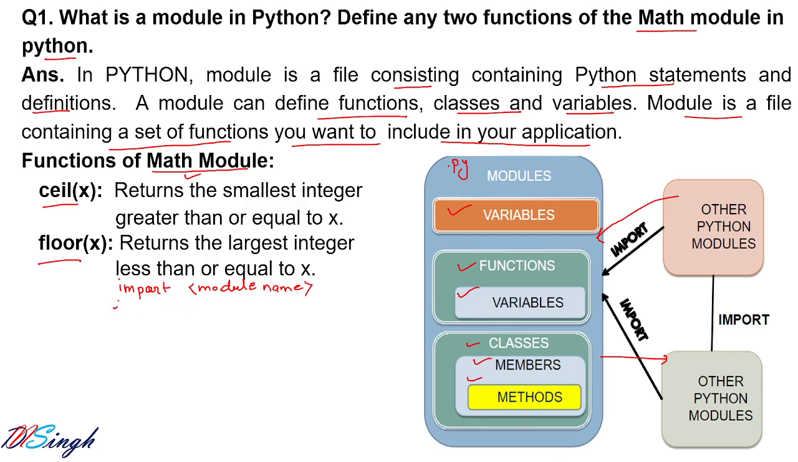Or one more syntax is there: you can write from, then the module name which you want to import, and then from module name import, and then the functions of that module which you want to import. So like function 1 and function 2, comma separated. So what is the advantage of the second one over the first one? If you know exactly what functions you are going to utilize, you will go for this method.